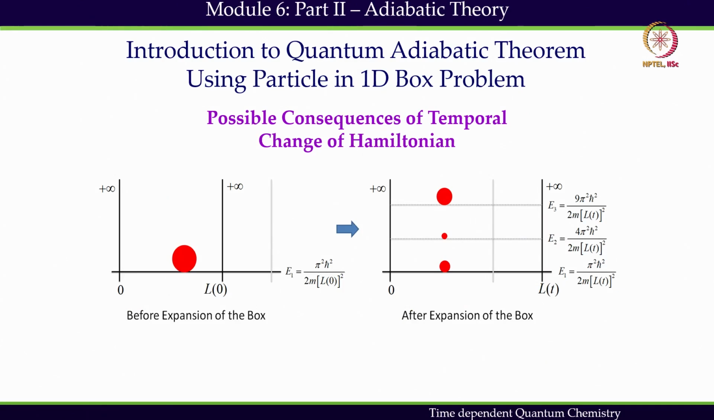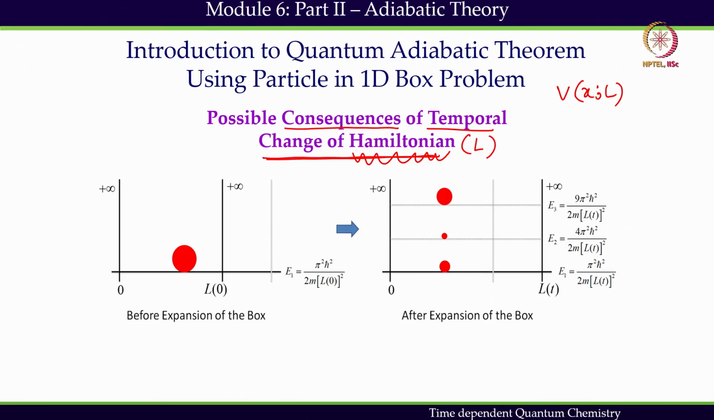We will just look at the general consequence of a temporal change of a Hamiltonian. The Hamiltonian depends on L, because it depends on V, and V has a parameter which is L. That's why the Hamiltonian depends on the parameter. So this is the parameter which is controlling the Hamiltonian. So we are talking about only parametric change, the change in the parameter.